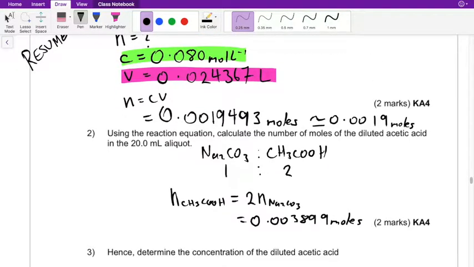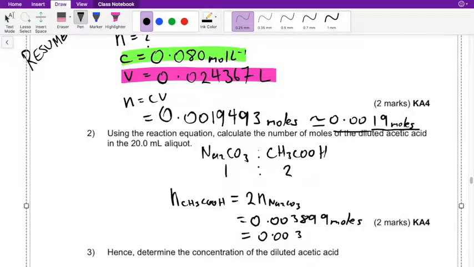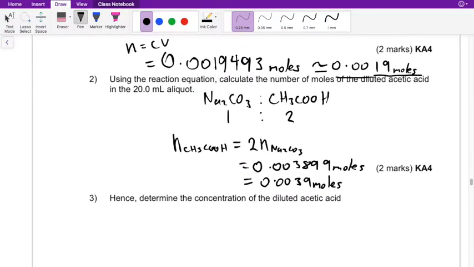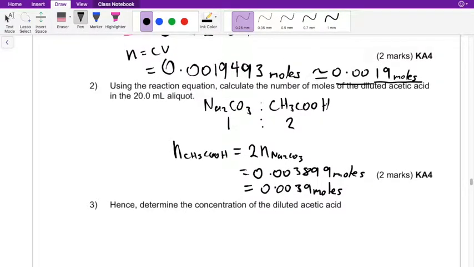Alrighty, and then this here is also going to be 2 significant figures, because we only had 2 significant figures in this starting answer here, regardless of the fact that we had 3 here. So this number is also 2 significant figures. Hence determine the concentration of the diluted acetic acid.